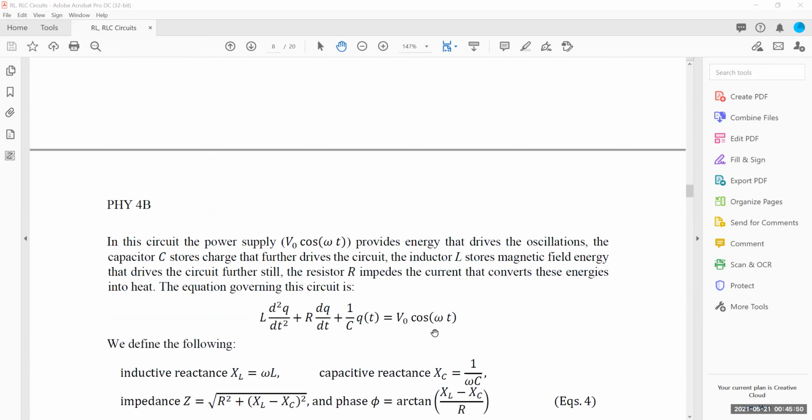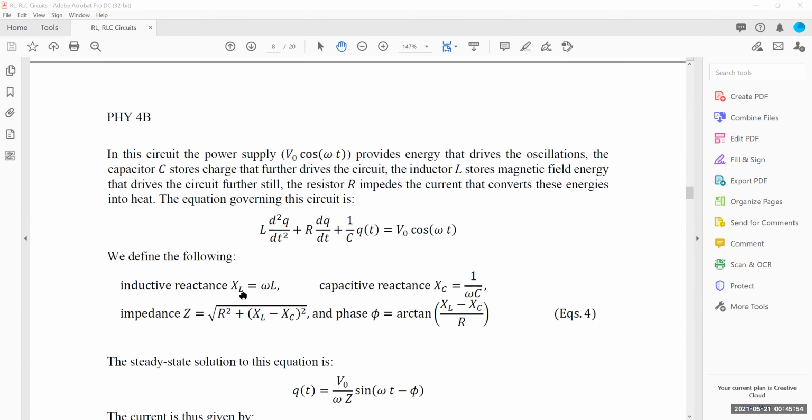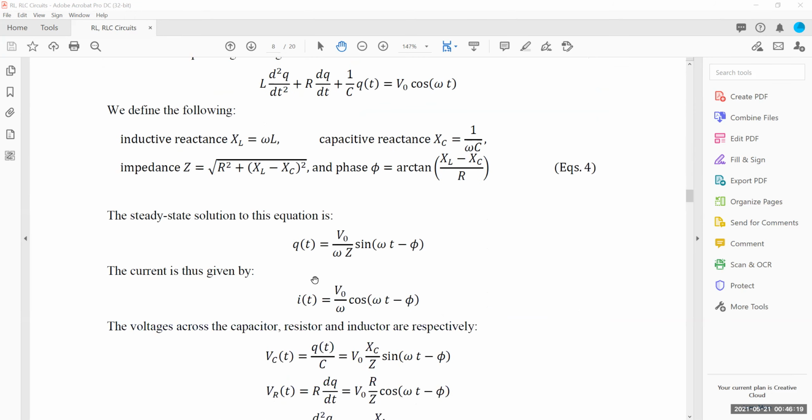So if we do Kirchhoff's rule, this is basically what we end up with. And now we define the reactance of the inductor, which is XL equals omega L, and XC is 1 over omega C. And R is R, basically. So the impedance in this case, Z, is the square root of R squared plus (XL minus XC) squared. Remember, XL is omega L and XC is 1 over omega C. And phi is the arctangent. Basically, the tangent of phi is (XL minus XC) over R. So we saw this in lecture.